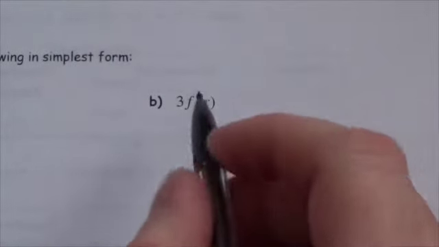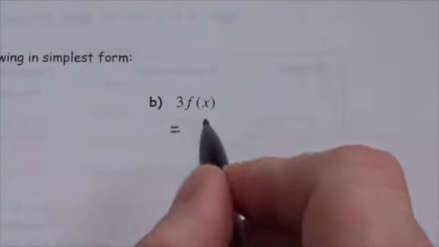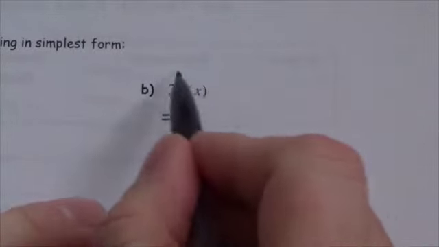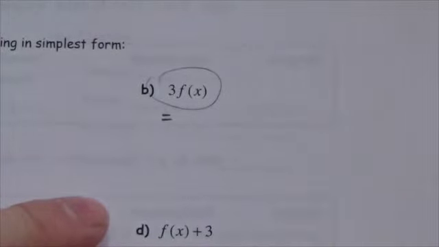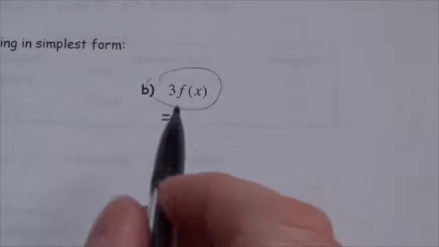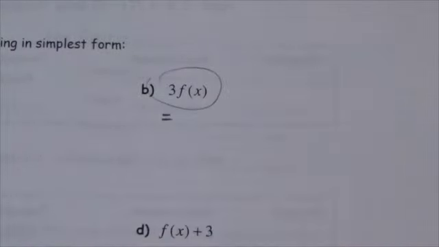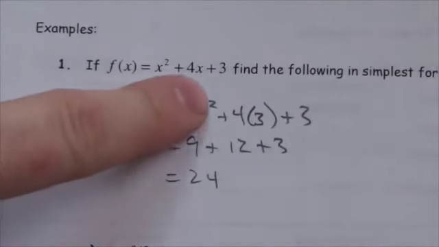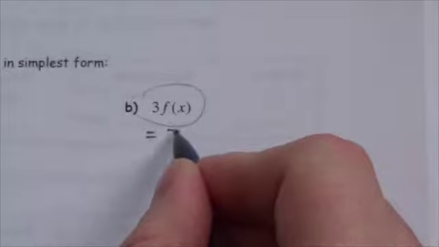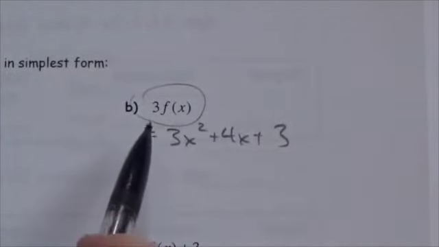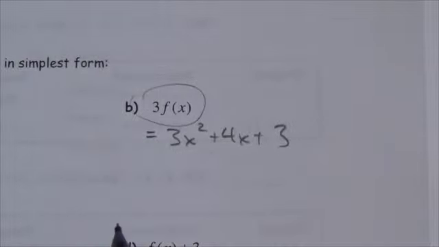Now, take a look over here. 3 times f of x. 3 times the function. Later on in this chapter, oddly enough, this becomes a big stumbling block for people. This is 3 times the function, the entire function. The mistake a lot of people make here is they say, well, my function here is x squared plus 4x plus 3, so they just put 3 in front of the x squared plus 4x plus 3.